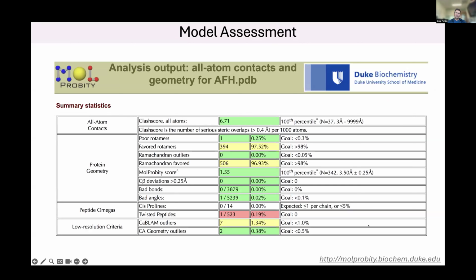Okay, so this is the kind of report I usually see for a model assessment. A very commonly used tool is the MolProbity assessment. It tells you, is the clash score good? Do you have a lot of rotamers that are not favorable? Do you have Ramachandran outliers, bad bonds, bad angles, and things like this? So we use this to assess how good the model is, how good the structure is.